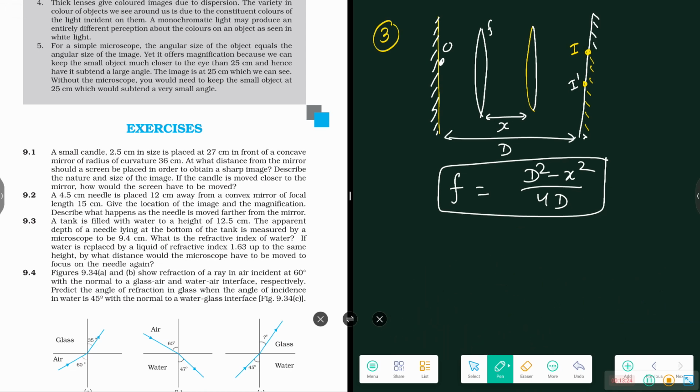So write this focal length. X is the displacement of the lens. And D is the distance between two walls. One is the object, another is the image also. You can write two positions of image. Okay. And F is the focal length. F is focal length. Yes?